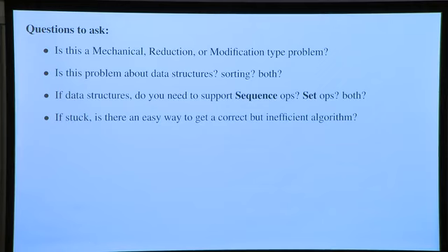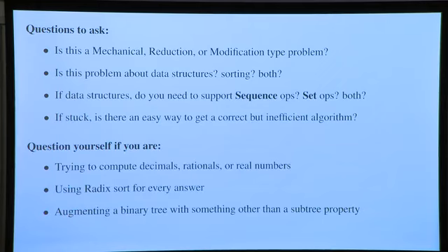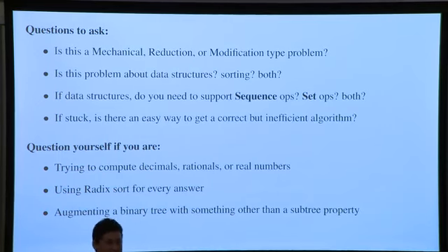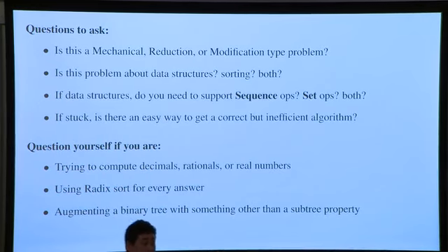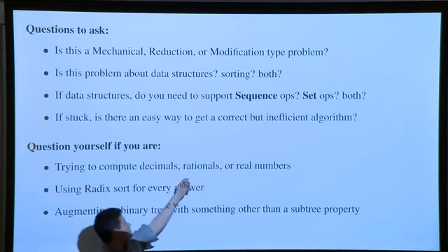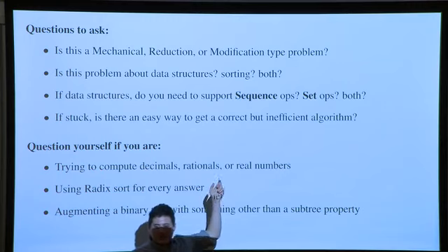OK. Moving right along. Here are some downsides. If you find yourself doing one of these three things, take a step back. You're probably doing something wrong. So question yourself, if you're trying to compute decimals, rationals, or real numbers. I can store decimals to finite precision, but if you're doing finite precision, you might as well multiply your numbers by that fixed precision and deal with integers. We have only taught you how to deal with integers in this class.